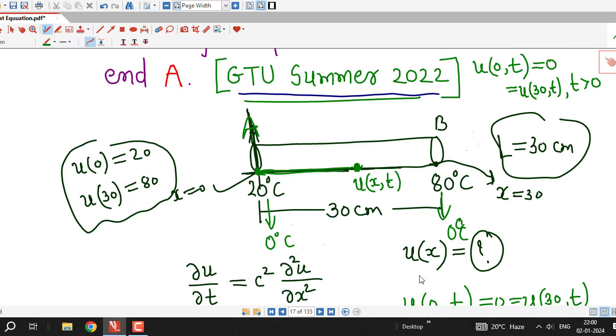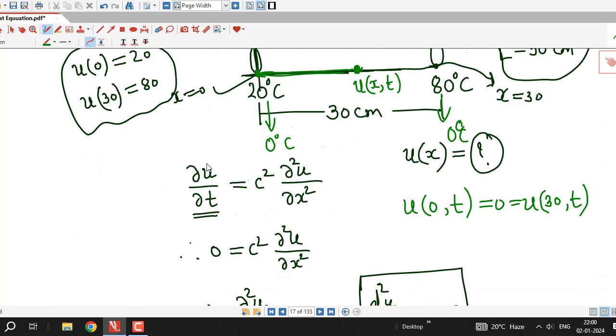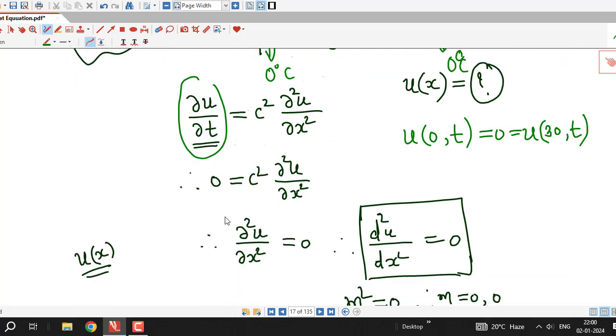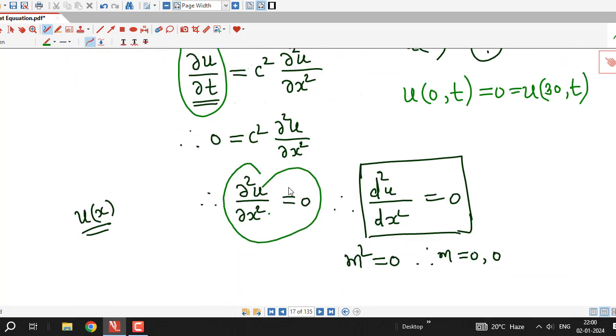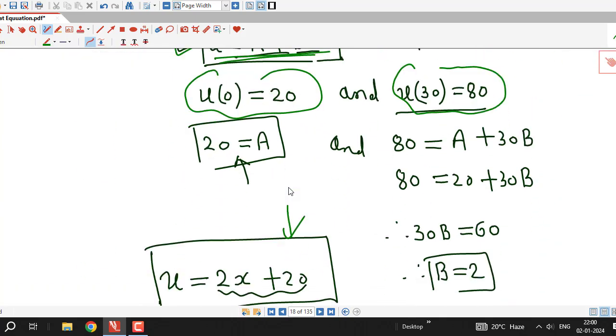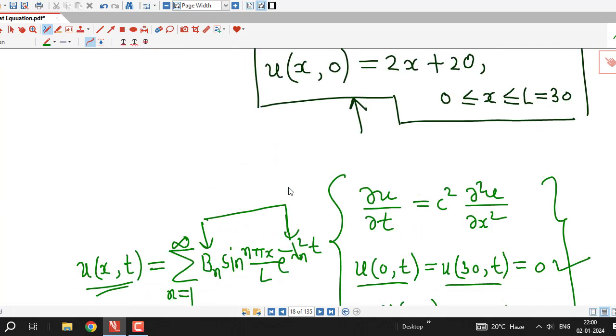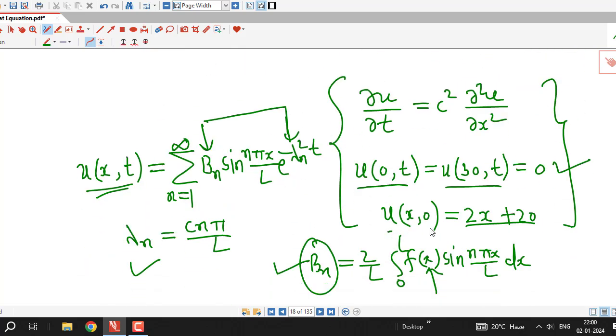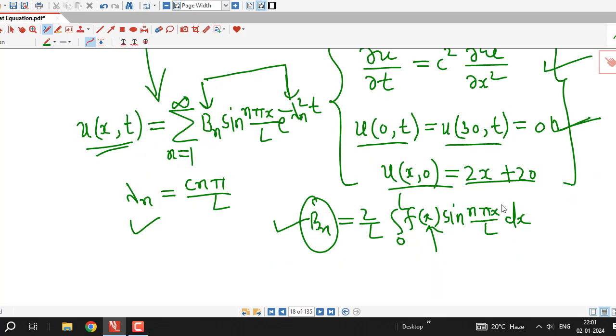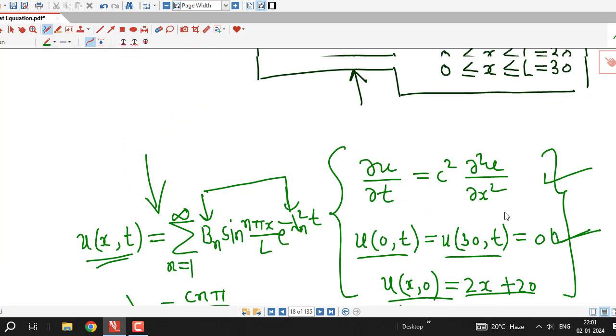But it is easy, you just have to remember that during the steady state situation del u by del t equal to 0. So solve this equation and find your initial condition, and once you obtain the initial condition we have a ready-made formula for the solution of the heat equation with this type of boundary conditions. So this is all about this session.